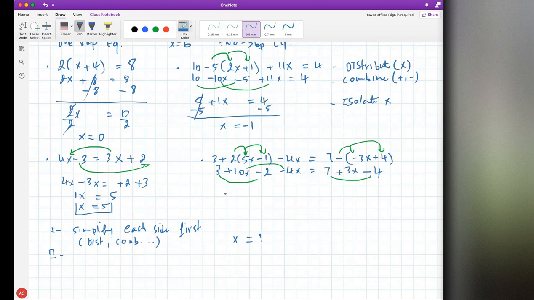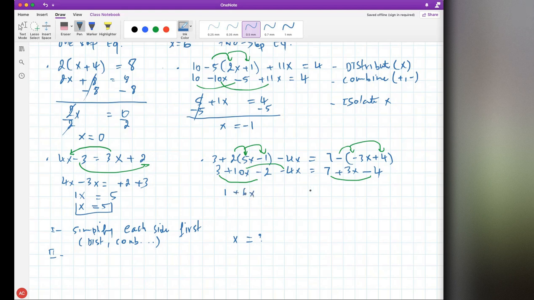So 3, take away 2, that's 1. It's going to be positive 10, 1 plus 6x. That's right. We have positive 10 minus 4, so those we combine. We don't have to change the sign. Again, we're not moving to the other side yet. We're still on the same side. We just combine them right away. Plus 10 minus 4, that's plus 6x.